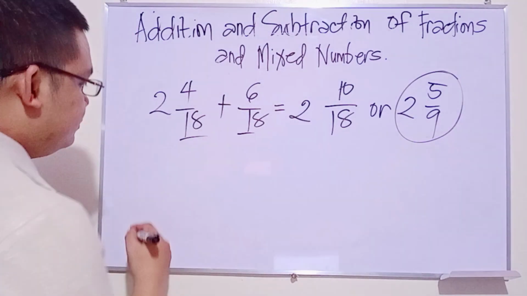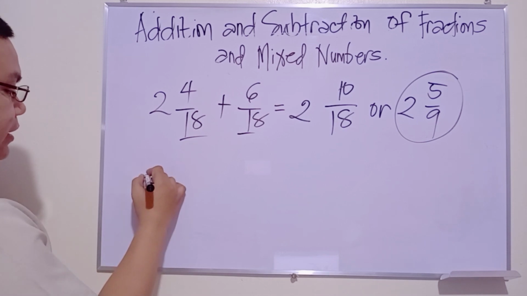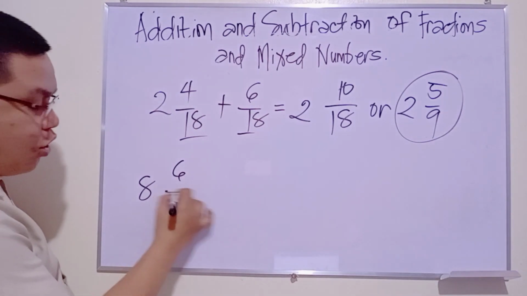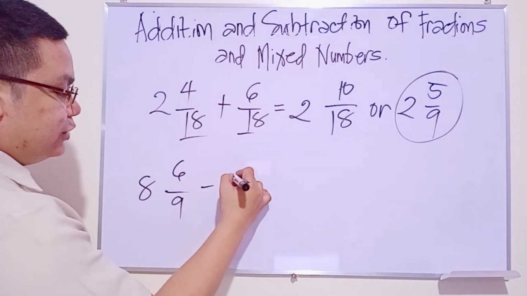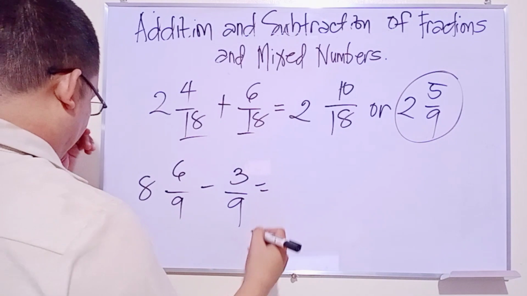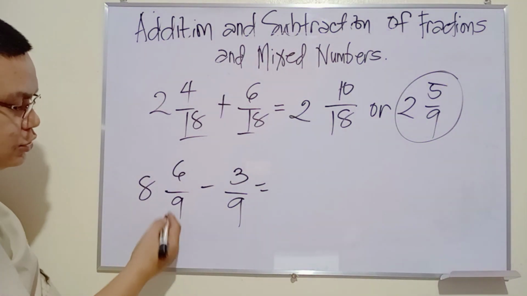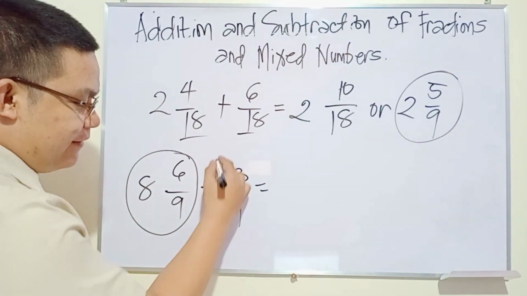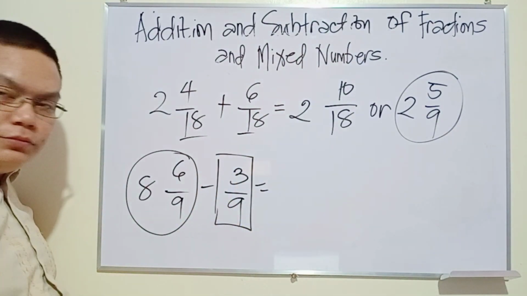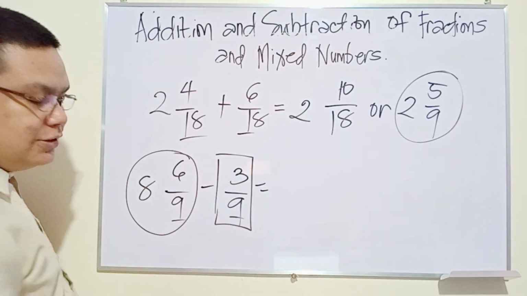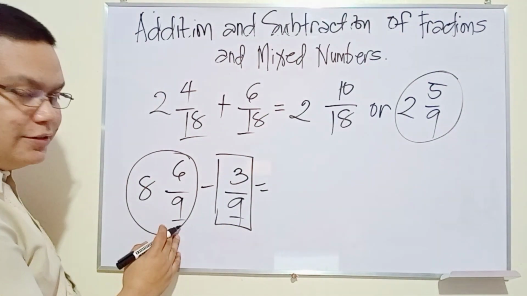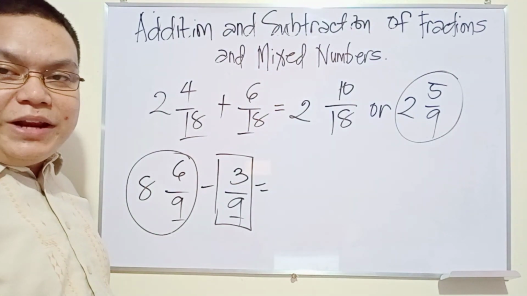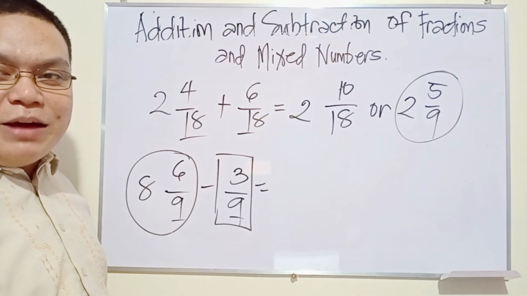Another. 8 6 over 9 subtracted to 3 over 9. So, ito ay mixed number at ito ay fraction. As you can see, pareho sila ng denominator, 9. So, kapag ganon, we just add or subtract the numerator and then copy the common denominator.